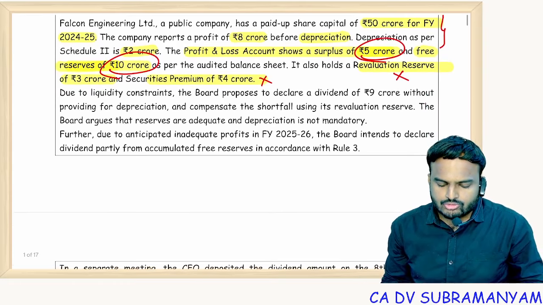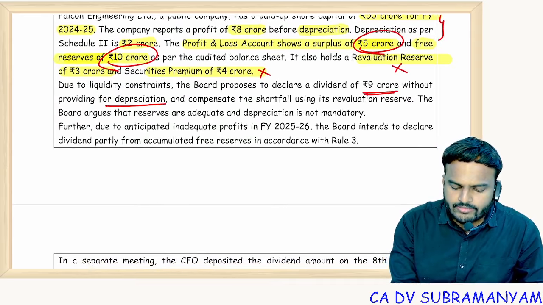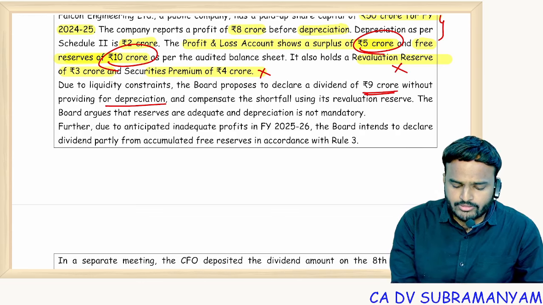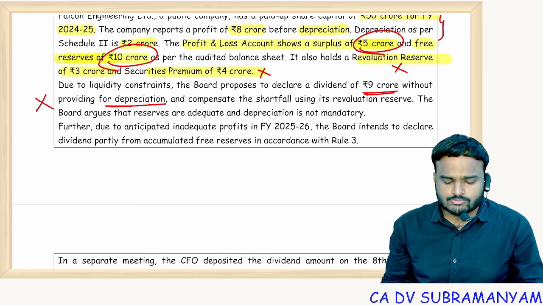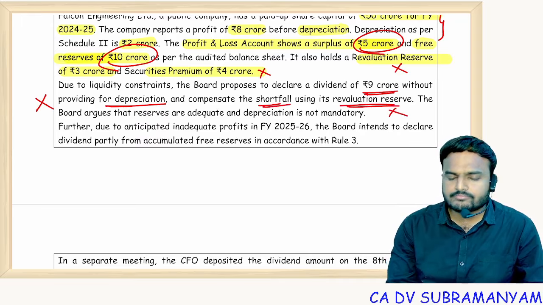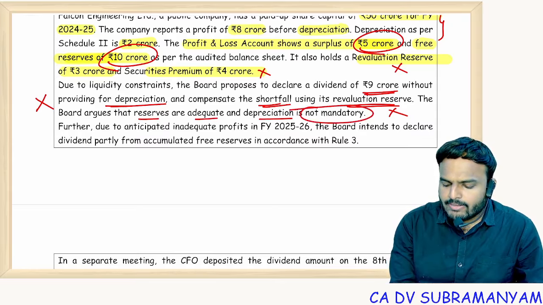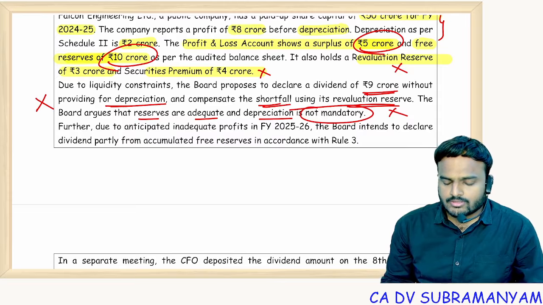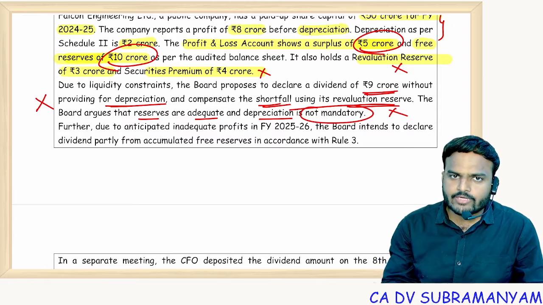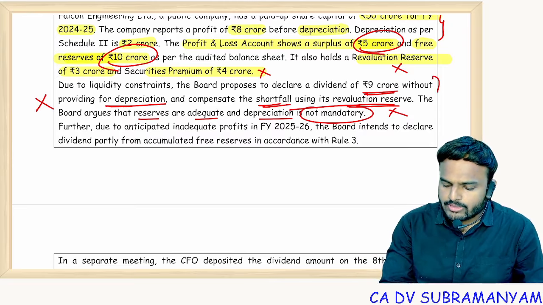Next one. Due to liquidity constraints, the board proposes to declare a dividend of 9 crores without providing for depreciation. You tell me, possible or not possible? Not possible. Without providing for depreciation, 100% not possible. And compensate the shortfall using its revaluation reserve. The board argues that reserves are adequate and depreciation is not mandatory. Section 123 is very clear. Whatever profits are available after providing for depreciation, from those profits only declaration and payment of dividend is allowed. So is the board's argument tenable or not tenable?